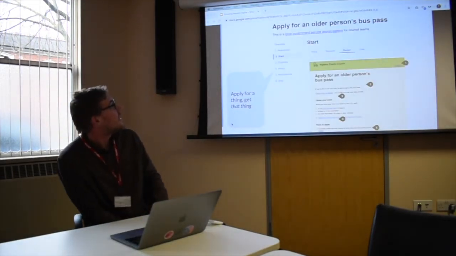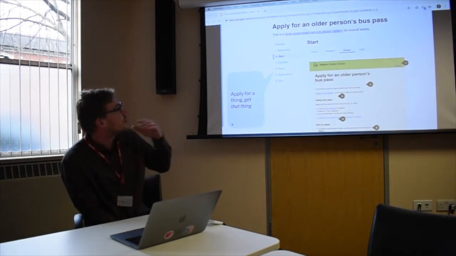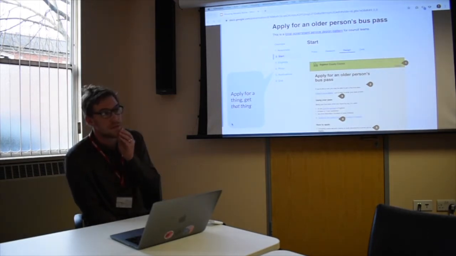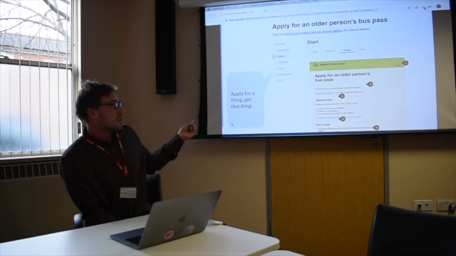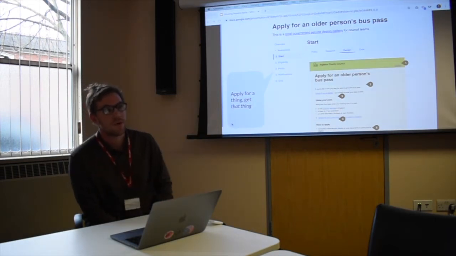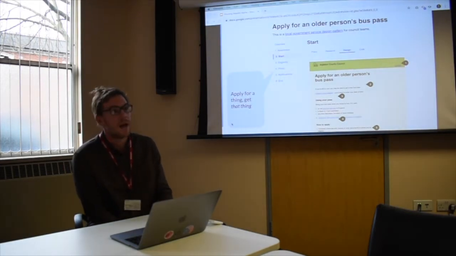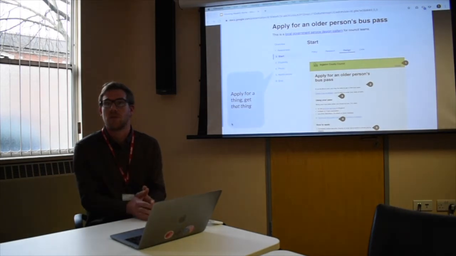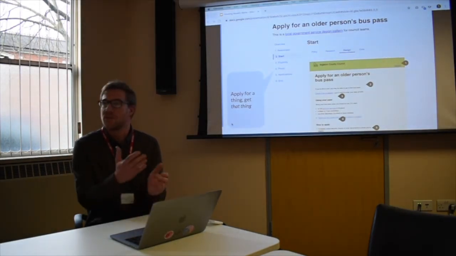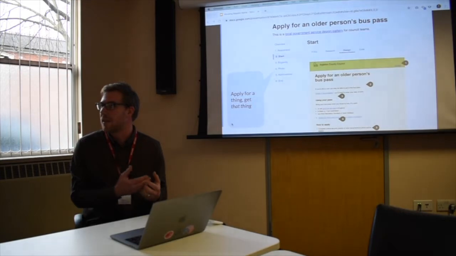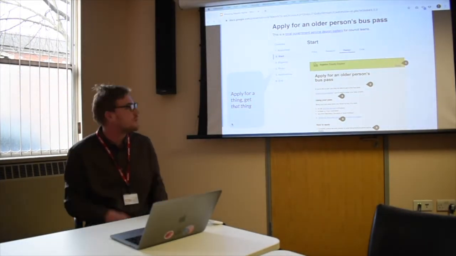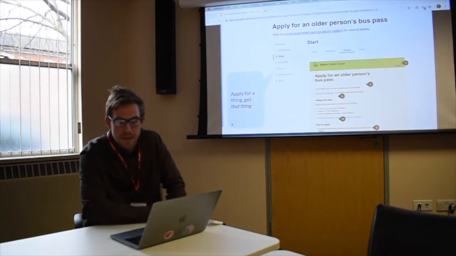This is an example of a service pattern. So this is a service pattern for applying for an older person's bus pass. It's available for any council to look at and to follow. The important thing to note about this example, which I showed in the last show and tell, is that it's for quite a straightforward transactional service. So in applying for an older person's bus pass, a resident knows the thing that they want to apply for, they apply for it, and the successful journey results in them getting that thing. So it's quite straightforward, and there's very few outcomes at the end.